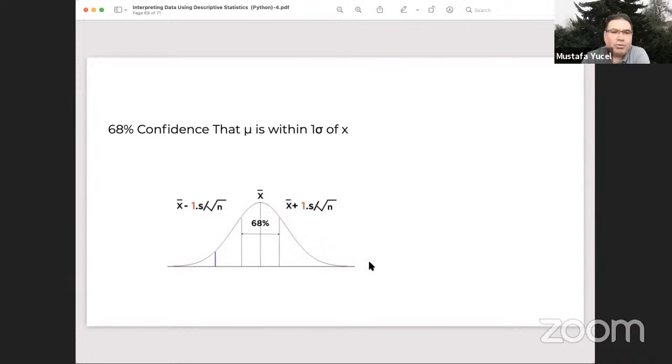When you do those calculations, the 68 percent confidence: mu is within the first standard deviation of X. Okay.